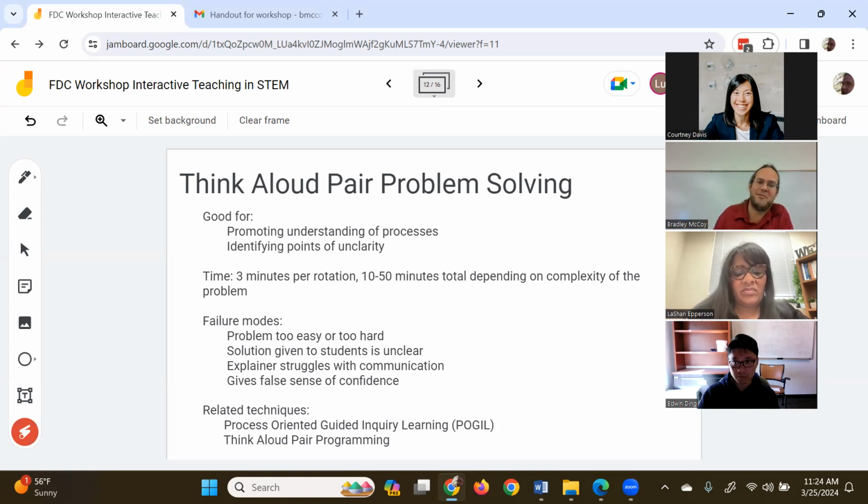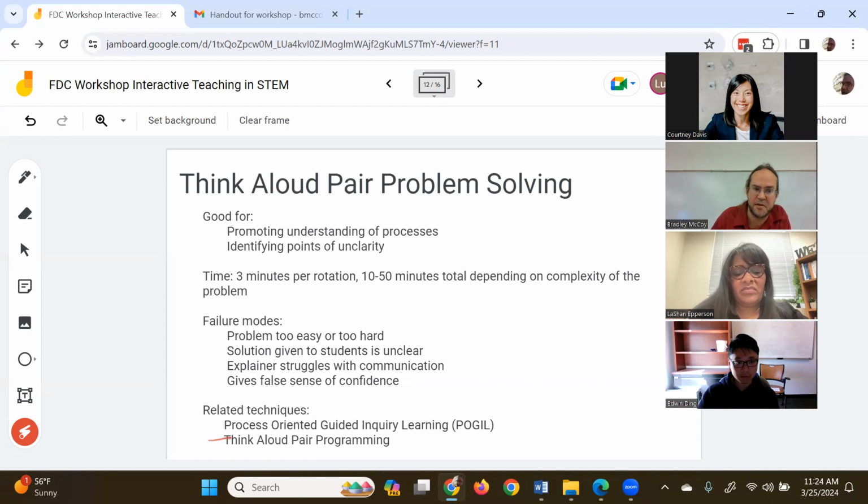And I was just saying that it prevents the sense of false confidence, but it can also give the sense of false confidence because the solution is there in front of them instead of having to find it themselves. So I wouldn't stop with this. This is a step towards getting them to be able to solve their own solutions.